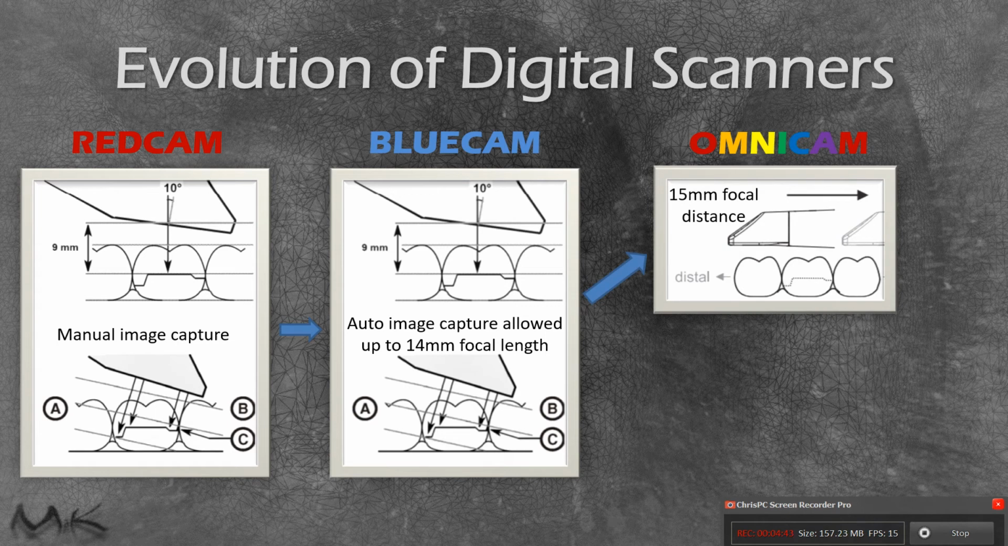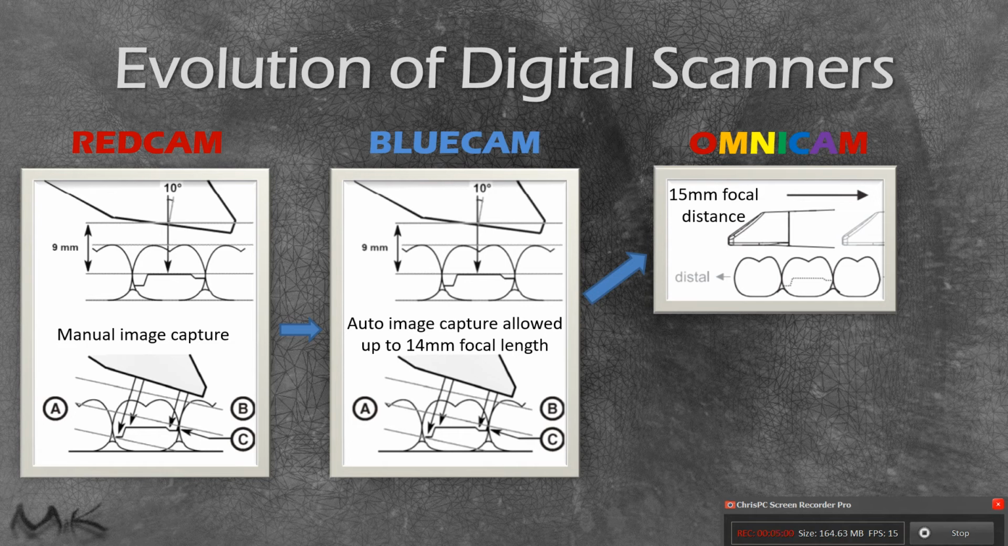Then introduced in about 2010, 2011 was the first iteration of our color scanners. I believe iTero came out in 2007, Trios came out around 2010, OmniCam around 2010, 2011.